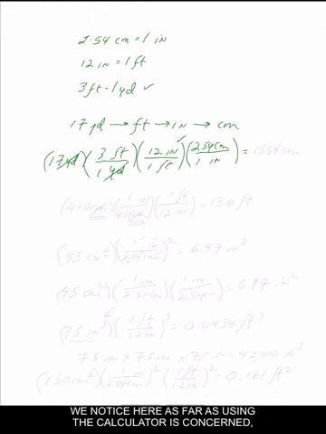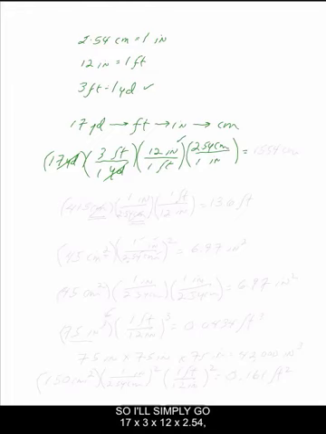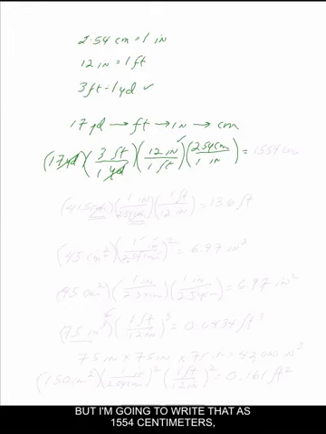Notice here, as far as using the calculator is concerned, you don't really have to hit the equal sign anymore, so I'll simply go 17 times 3 times 12 times 2.54, and the calculator gives me actually a long number here, and we'll discuss significant figures later, but I'm going to write that as 1554 centimeters, and that's the answer to that problem.